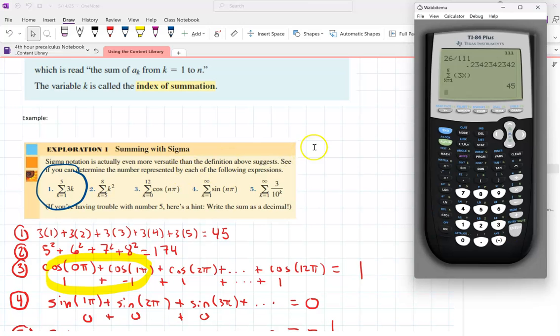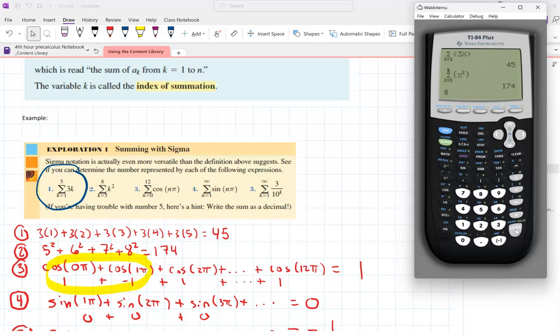I could do the same thing on like number 2. So I can do math, summation, x equals 5 to 8 of x squared. There's my 174.